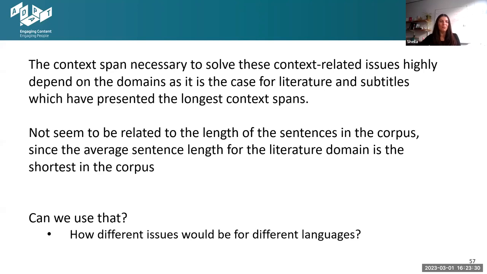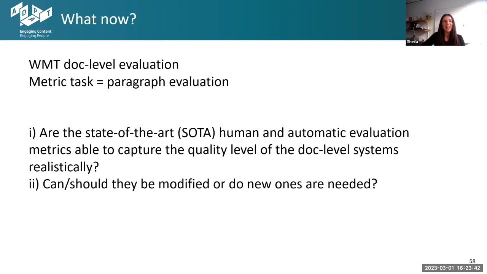How would different issues be different for different languages? Would the solution for those issues be in the same sentence for different languages? I don't know. So what are we going to do now? WMT has been doing a document level evaluation, like I said, since 2020. And in the metric shared task that is also done in WMT, this year we are trying to do a paragraph evaluation to see if the metrics can understand the quality of a full paragraph, with all the coherence and cohesion that it comes with.